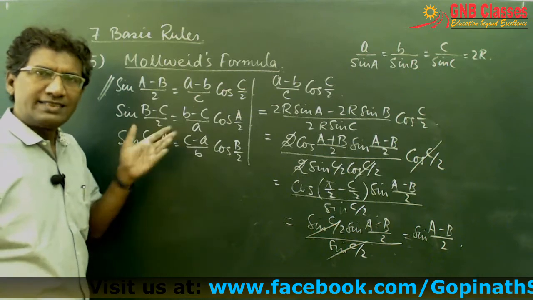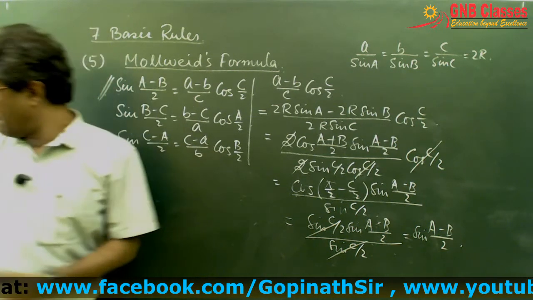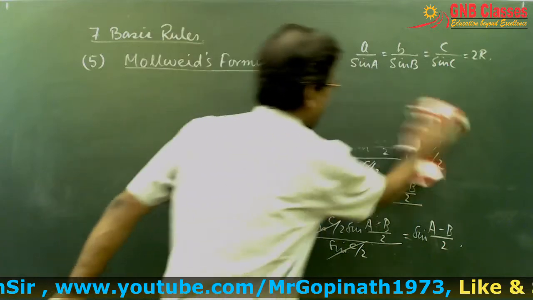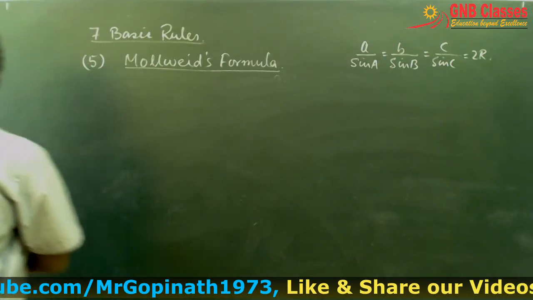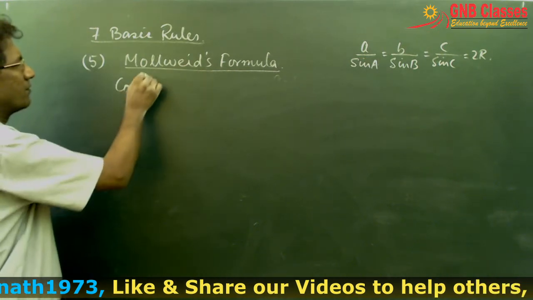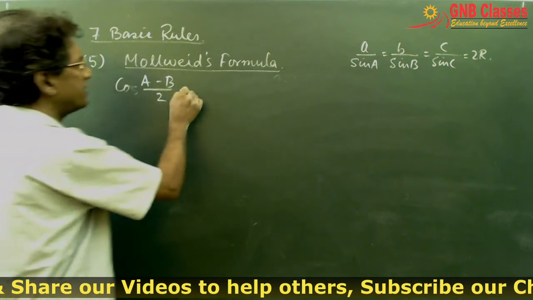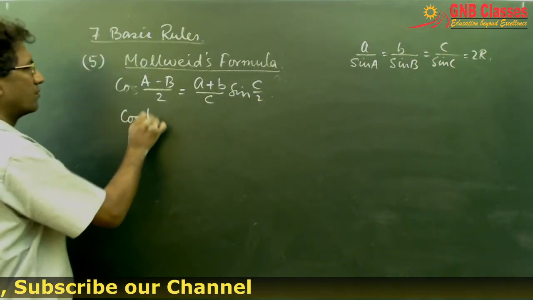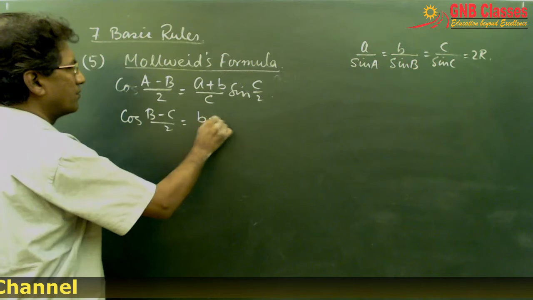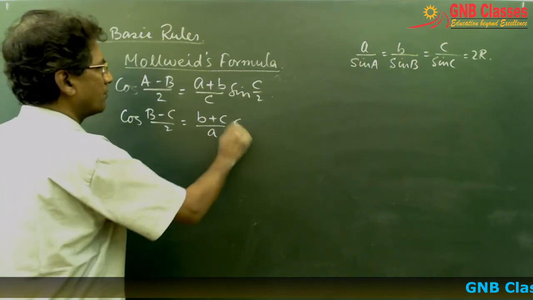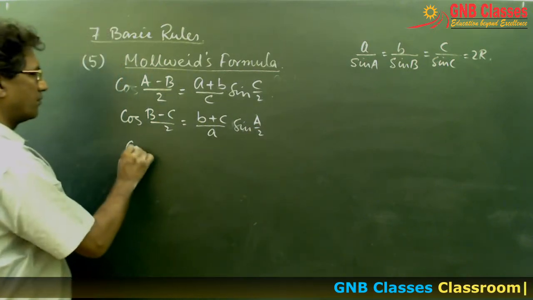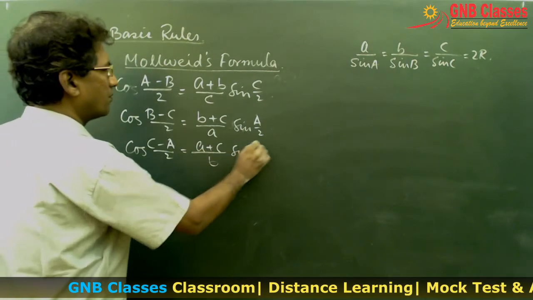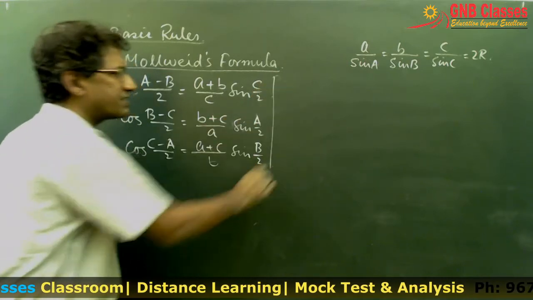Now let us move to the second set of Mollweide's formula. It states that cos((A−B)/2) is ((a+b)/c) sin(C/2). Is it clear? So this is the second set of Mollweide's formula.